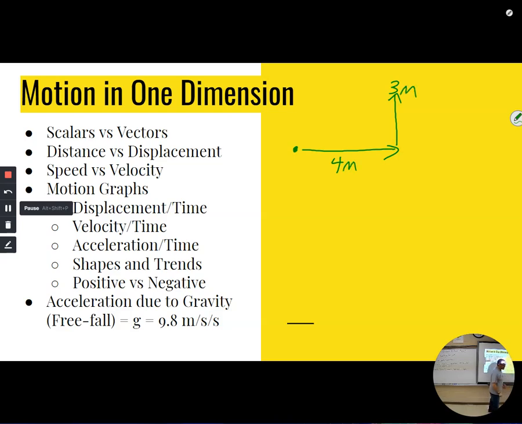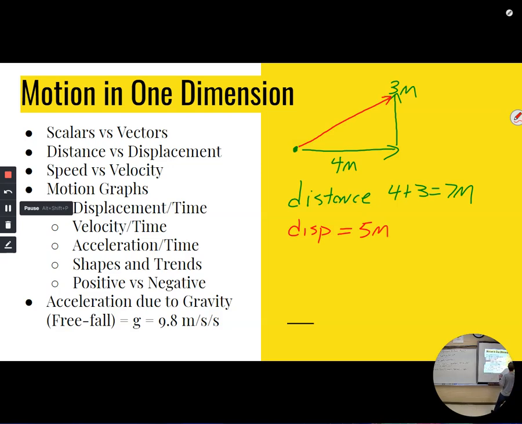The total distance I've traveled is just 4 plus 3, so 7 meters. But my displacement is actually how far I have gone along a certain line vector, and because this is a 3, 4, 5 triangle, I know that my displacement is equal to 5 meters, roughly northeast-ish. That's the difference between distance and displacement.